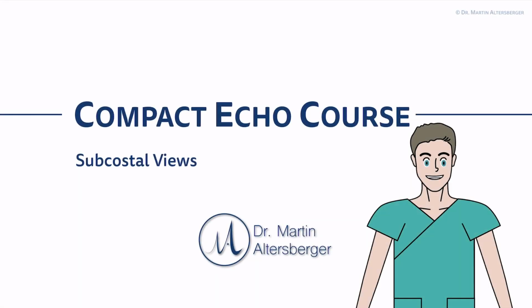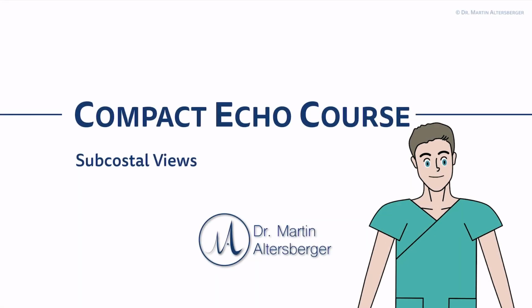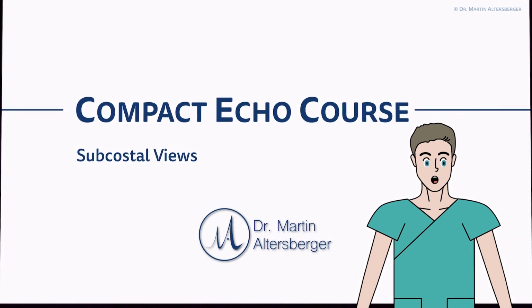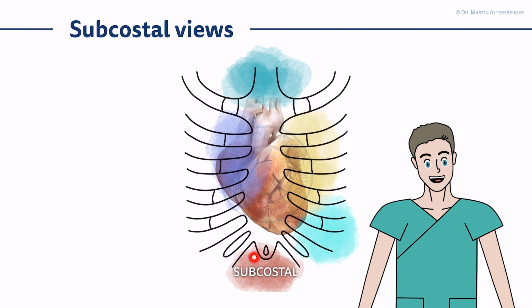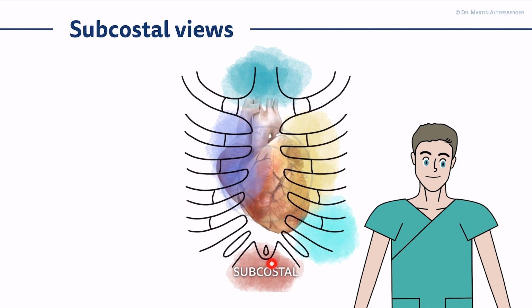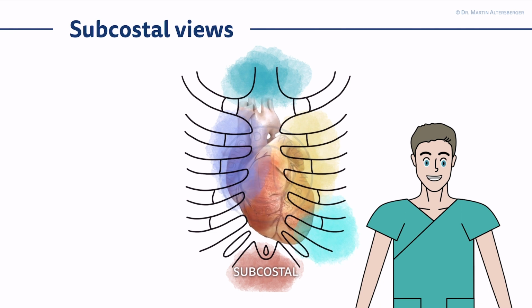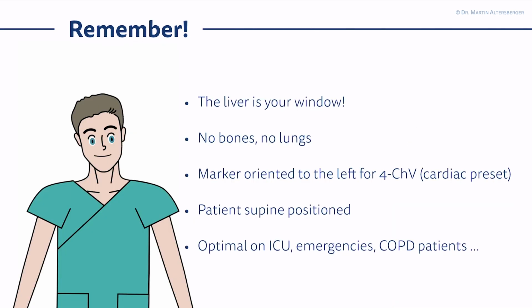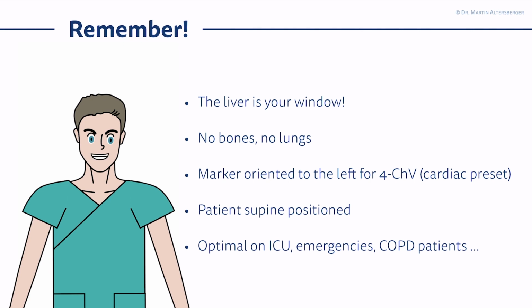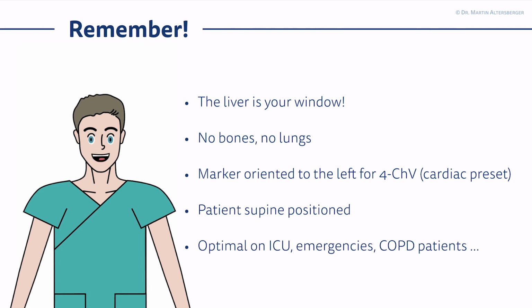In this next part of the compact echo course, we will talk about also very important views, the subcostal views. You can reach the subcostal views, of course, subcostally. You need to place the transducer below the xiphoid or the rib cage and scan the heart from below. Always remember, the liver is your window to see the heart even better. There are no bones, no lungs that can block your field of view.